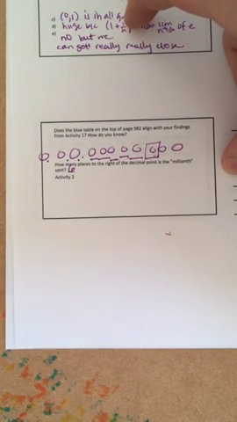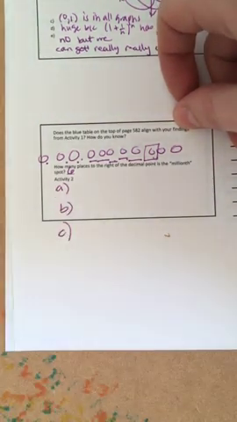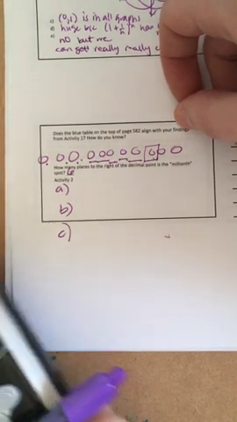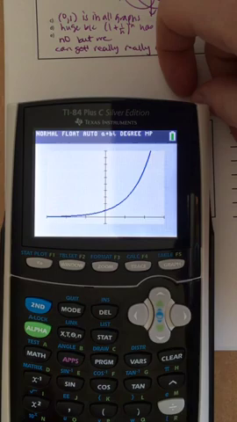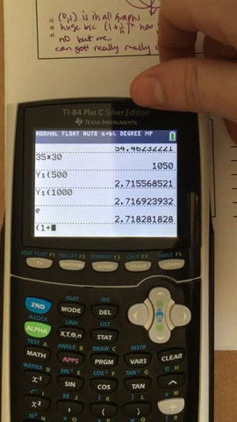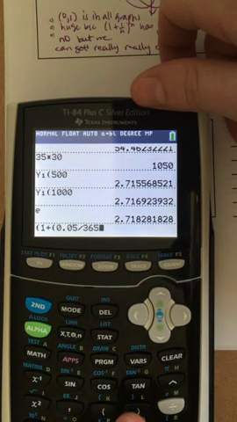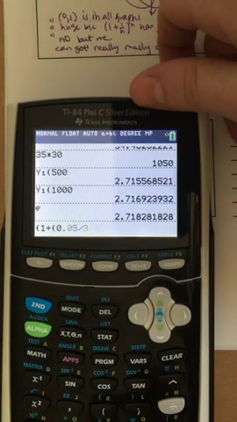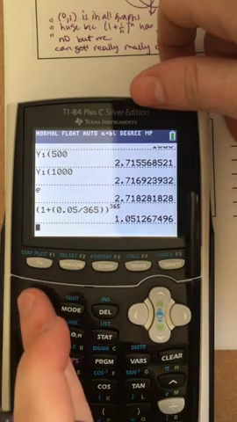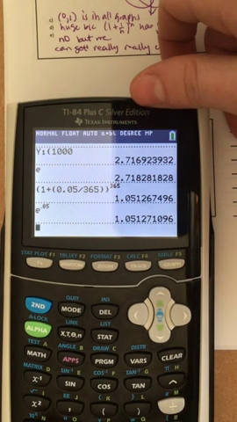Activity 2. So you're doing A, B, and C. I'm not going to write them out because there are a lot of numbers, but we are going to figure out the 2 calculations and what they equal. So our first one is going to be 1 plus 0.05 divided by 365, and then all of that is to the 365th power, and we're comparing that to e to the 0.05. Okay, so they look really similar.